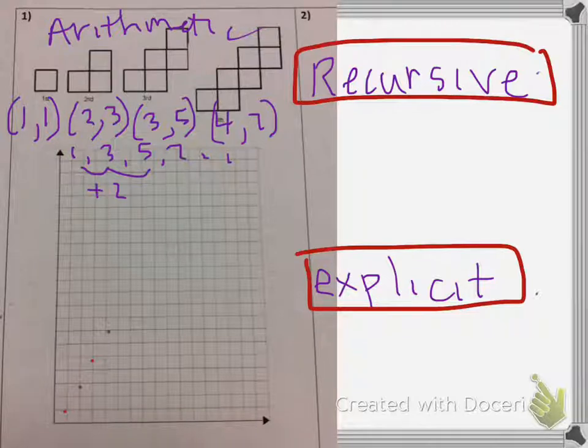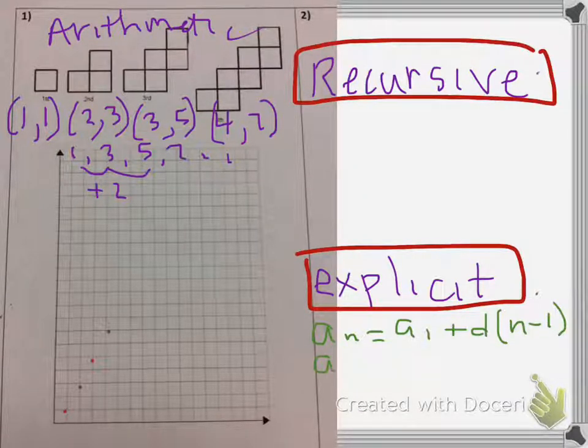So let's write our formula now for our explicit function. I'm getting this formula off of section 4.3. It says a sub n equals a sub 1 plus the common difference times n minus 1. And I just have to know the things to plug in. I don't know what term I'm looking for, I'm just wanting to write a formula. But my first term was 1, my common difference was 2, and then I'm just going to write n minus 1 in there just like that.